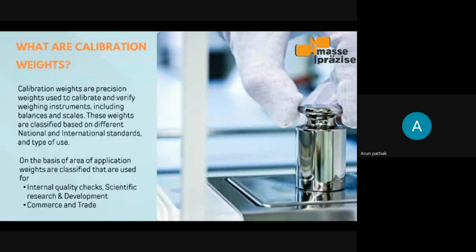We can start by grouping the weights based on the type of use. Basically, there are two types of use. We have separated the weights into commercial and non-commercial. Non-commercial use includes internal quality checks, quality control, and scientific research and development, which are also used for educational purposes. The second one is commercial use, which is used in commerce and trade. So let me start with the first topic, internal QC, research and development.